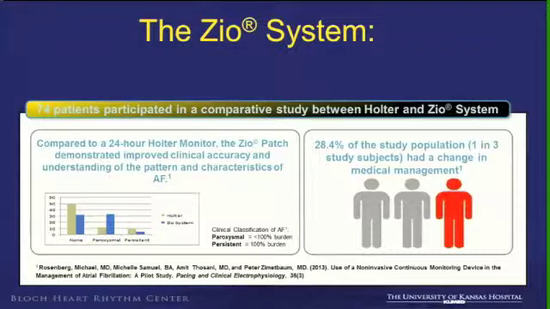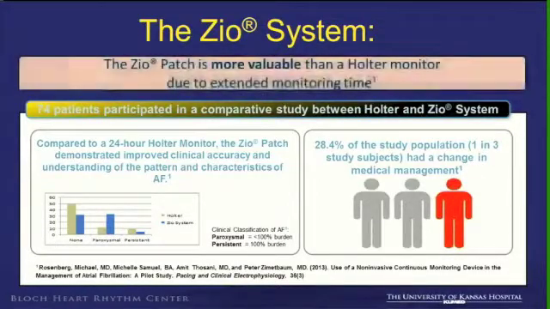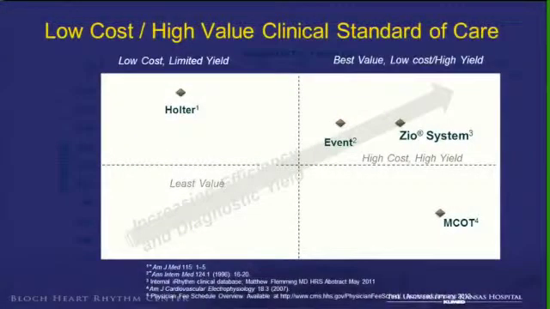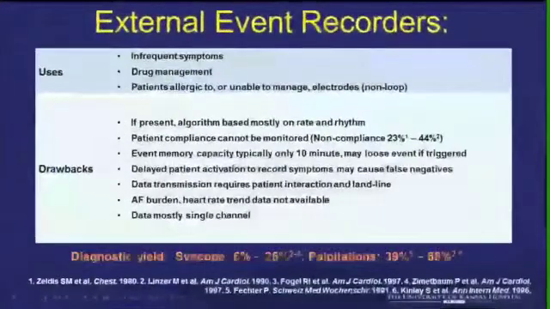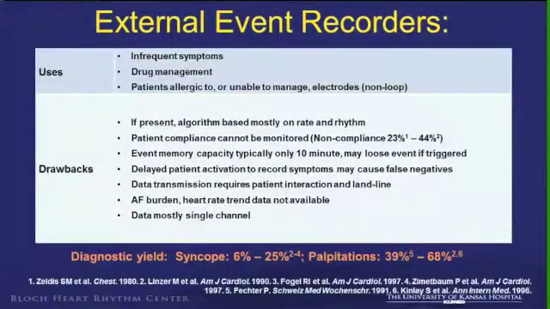So this is just one study looking at the comparatives between a Holter monitor and the Zio system, and basically what it says is that with paroxysmal, persistent arrhythmias, the diagnostic yield is much higher with 14 days versus 48 hours. So here we see that the Holter monitor, when we were trying to look at cost and value perspective, ends up being a very low cost but limited yield product. You know, the Zio system kind of increases our yield with a lower cost, but now we're going to talk about some of the other types of event recordings that we can do.